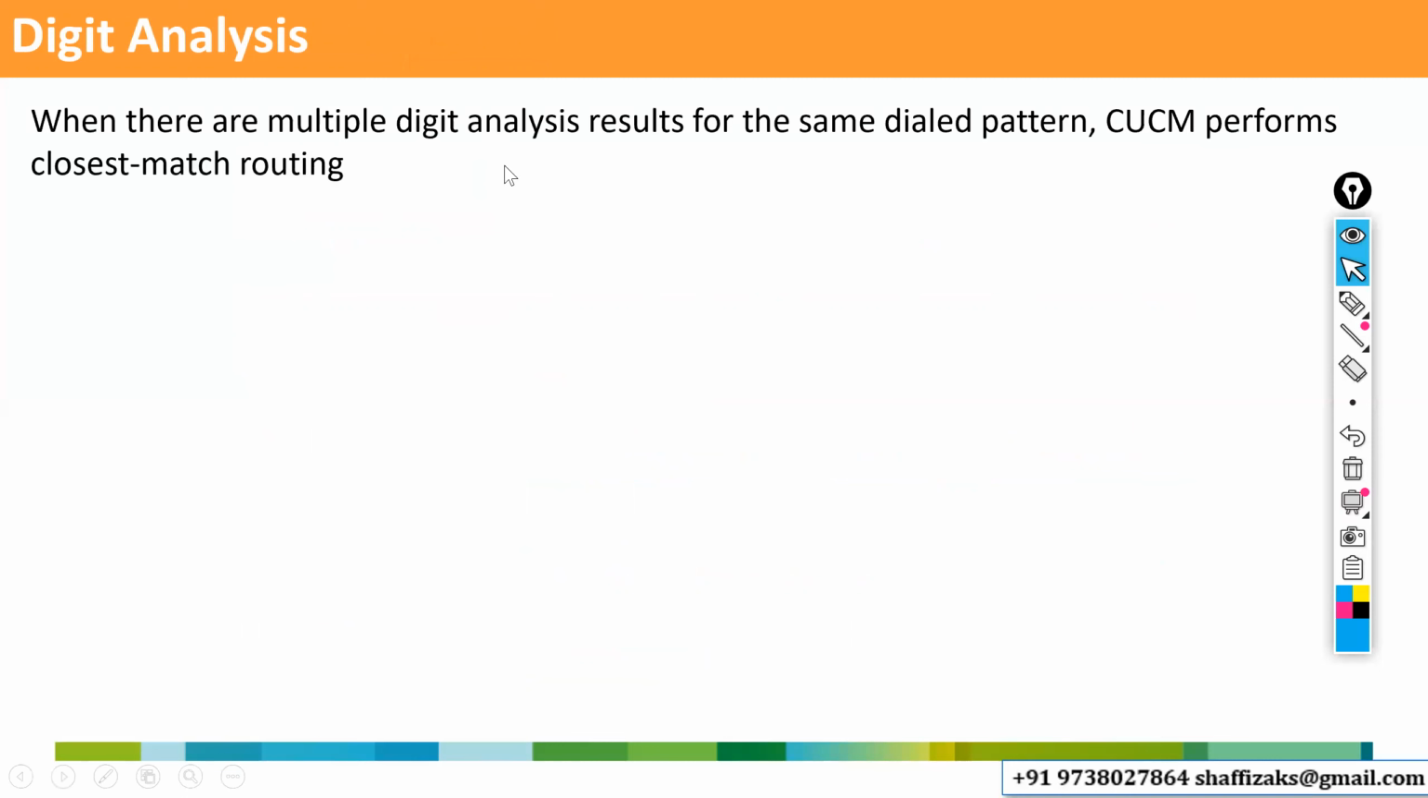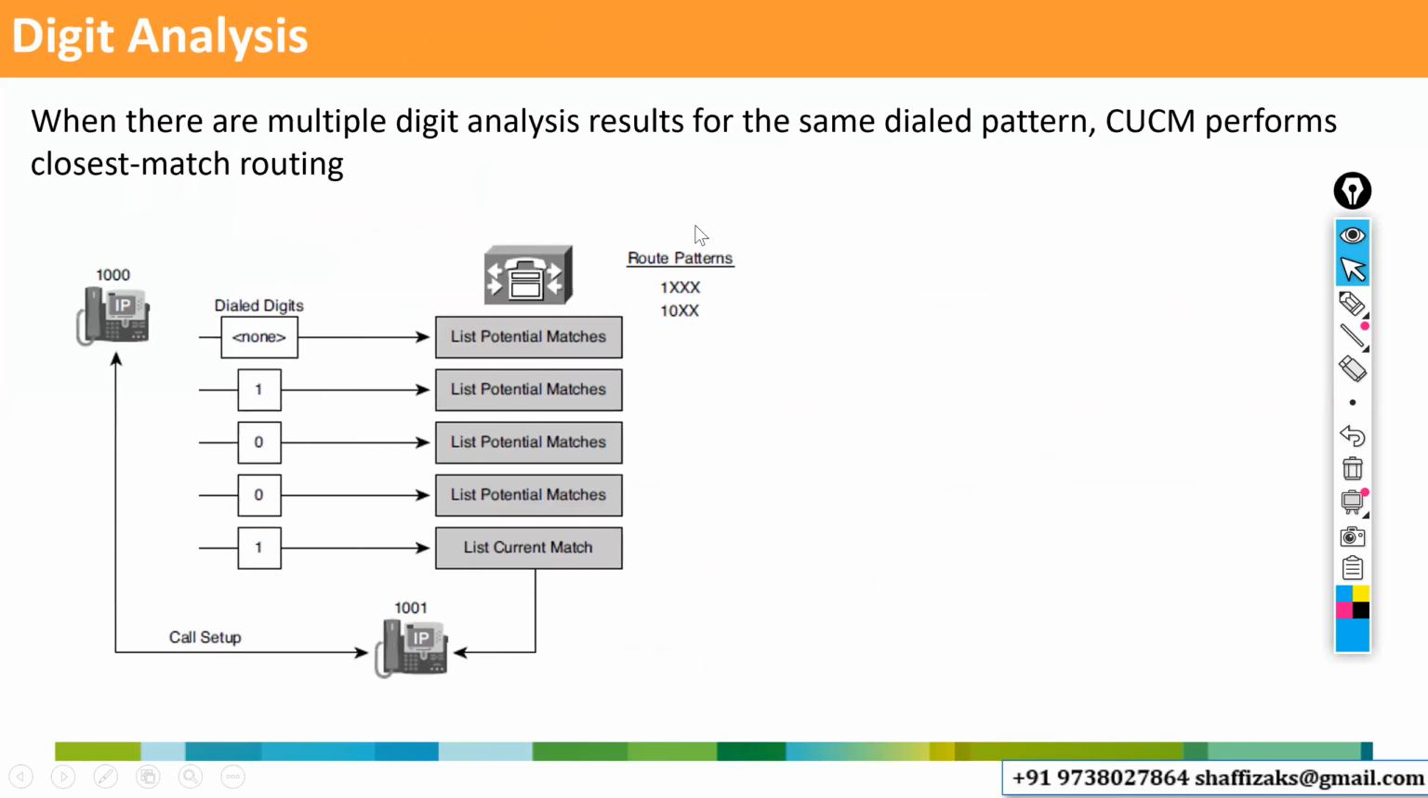Digit analysis. Digit analysis means whenever you dial a number, when it hits the Call Manager, how the Call Manager is going to analyze it, which we have already discussed in the gateway also. In a similar way here also it is going to be analyzed. When there are multiple digit analysis results for the same dial pattern, CUCM performs the closest match. Okay, example here.